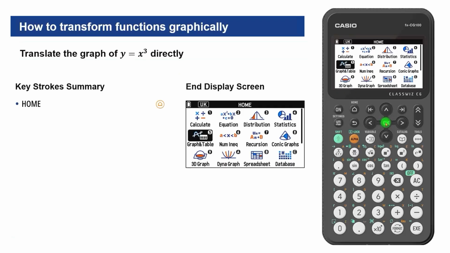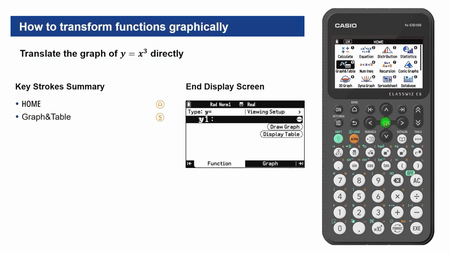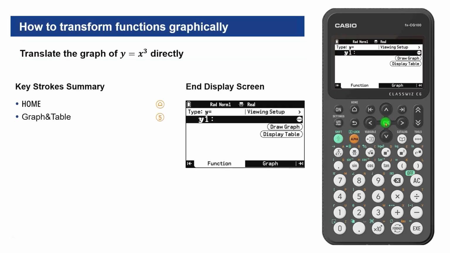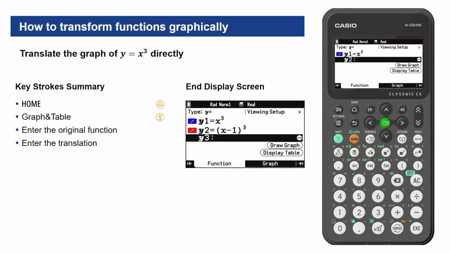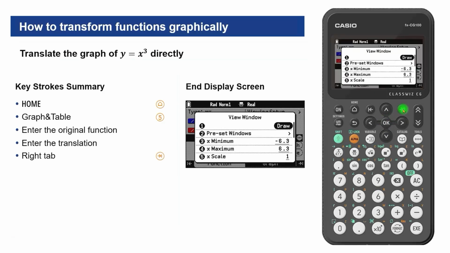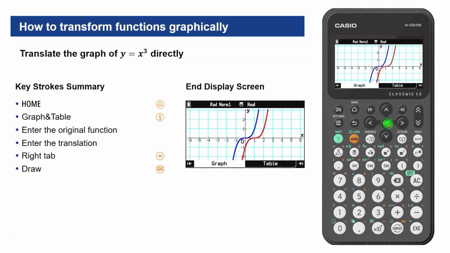Press Home and select Graph&Table by scrolling or using the shortcut. Enter the original cubic function as y1 for reference. Then enter the f of x subtract a translation as y2. Right tab to open the view window pop-up and select Draw. Both functions are clearly drawn, indicating the effect of the translation.